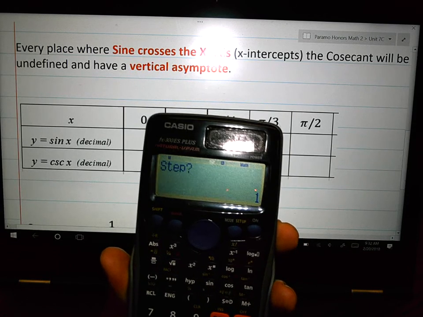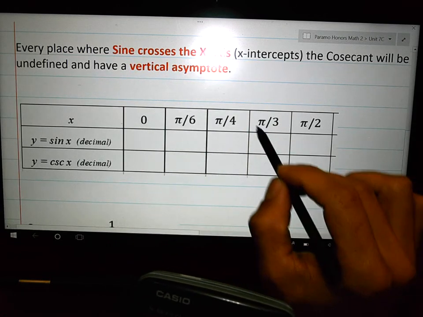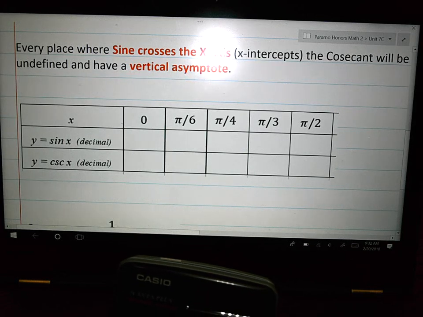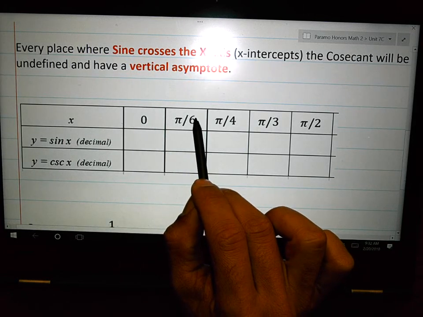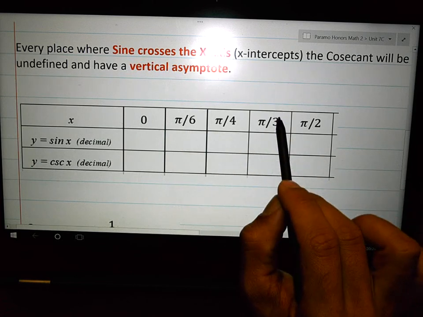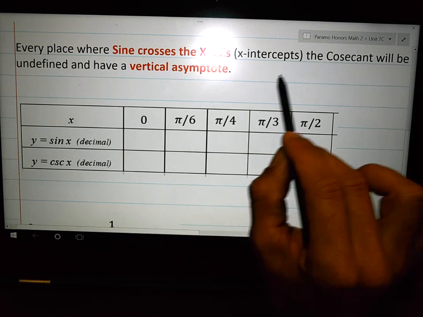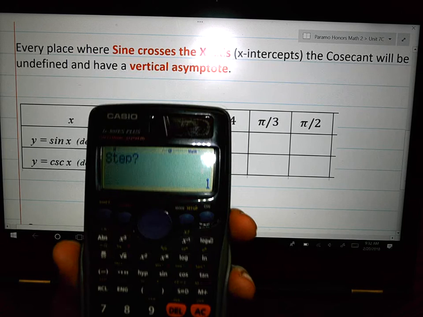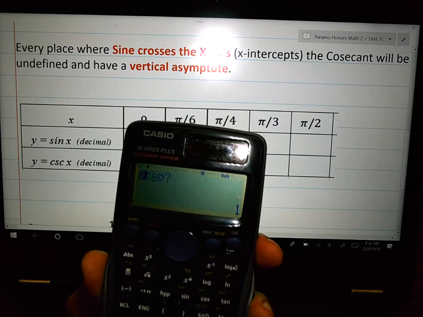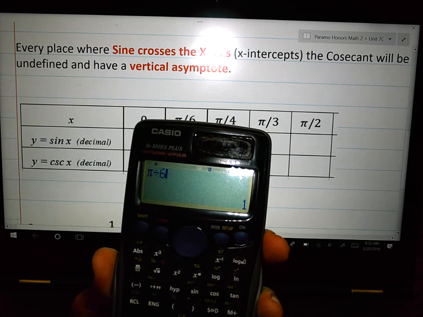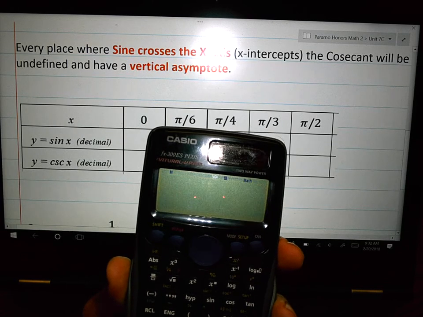Then it says, what do you want to count by? What do you want to go up by that's equal increments? Now I'm going to go up. This goes up by pi over 6. If I go up another pi over 6, it's going to be pi over 3. If I go up another pi over 6, it's going to go to pi over 2. So I want to count by, my steps are pi divided by 6, and I type that into my calculator.